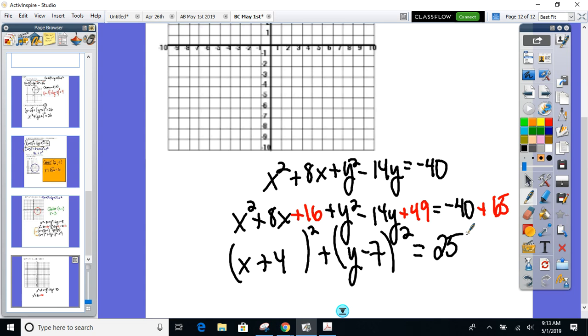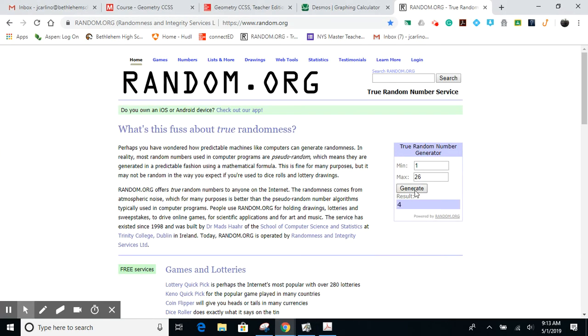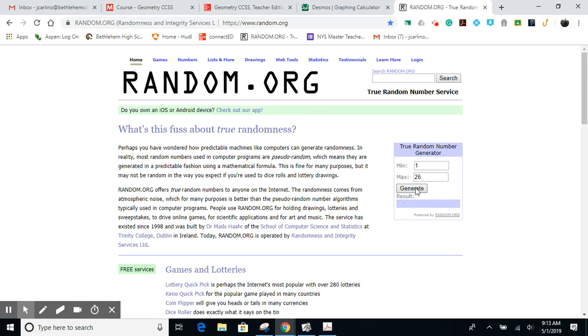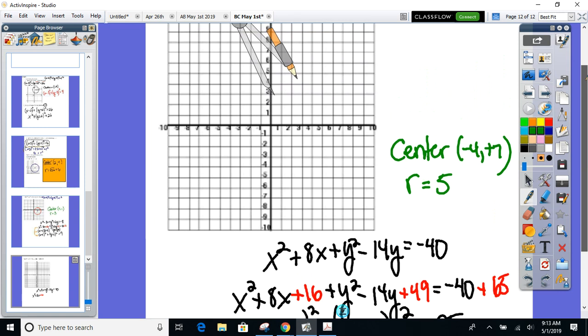Go ahead and graph. What's the center? Actually, let me ask somebody here. I'm going to call in a couple more people. Center, Emma? Darn right. And how about my radius length here? Radius length, 5. Graph it up.